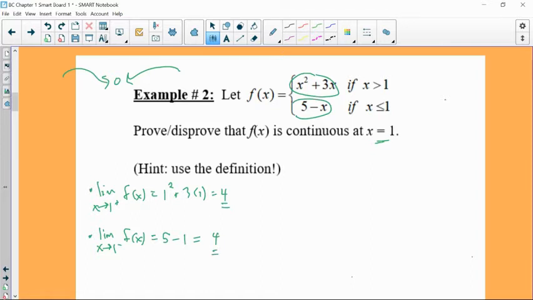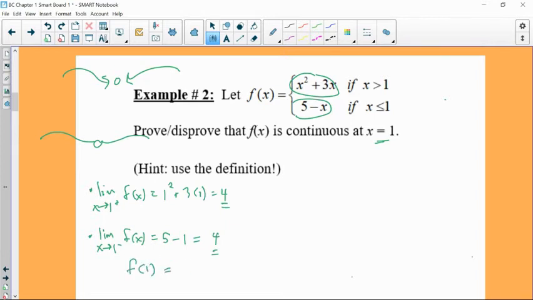Now, that's only 2 pieces. That tells me that from the left it goes to the same point and from the right it goes to the same point, but it doesn't necessarily say there's not a hole. It just says the limit exists. We need to make sure that hole is filled in. And it might seem redundant to you, but we actually have to find what is f of 1.